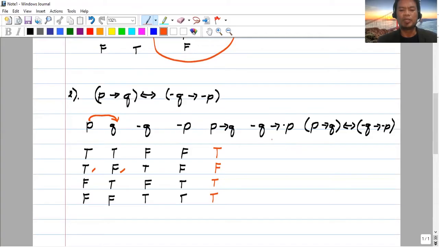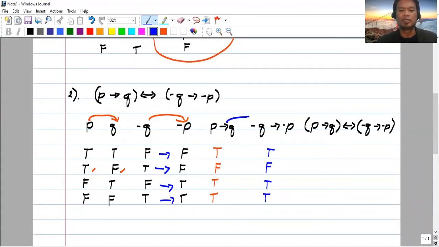Same is true with our not Q implies not P. So we have this one also. In our not Q implies not P, we have false here. So true implies false is false. False implies false is true. False implies true is true, and true implies true is true.